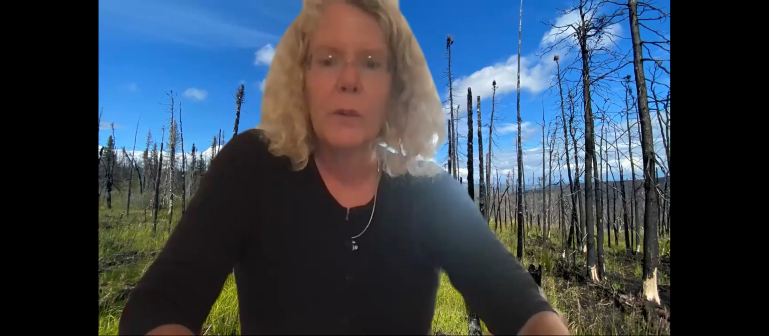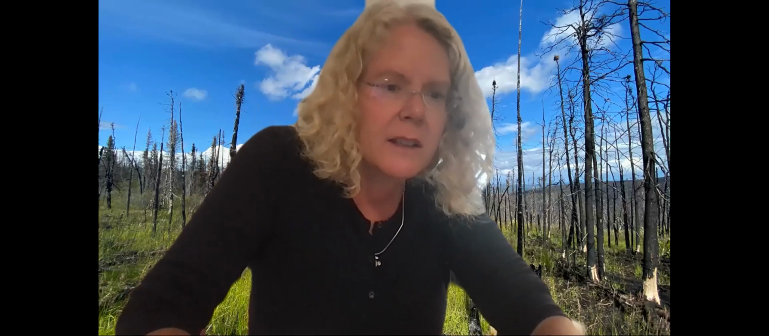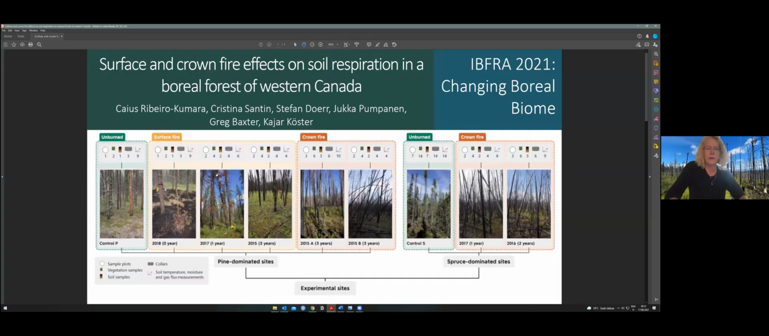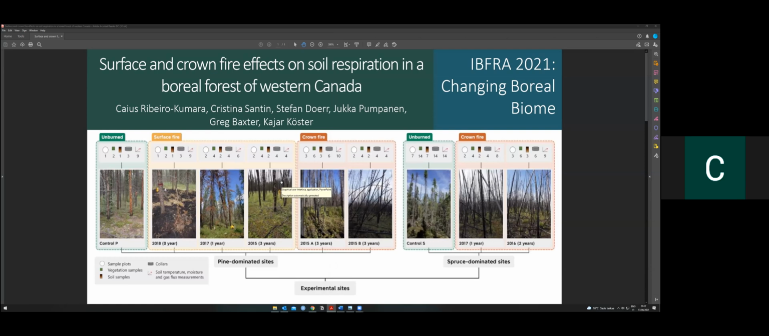Okay, so next is Caius Ribeiro Camara, surface and crown fire effects on soil respiration in a boreal forest of Western Canada.